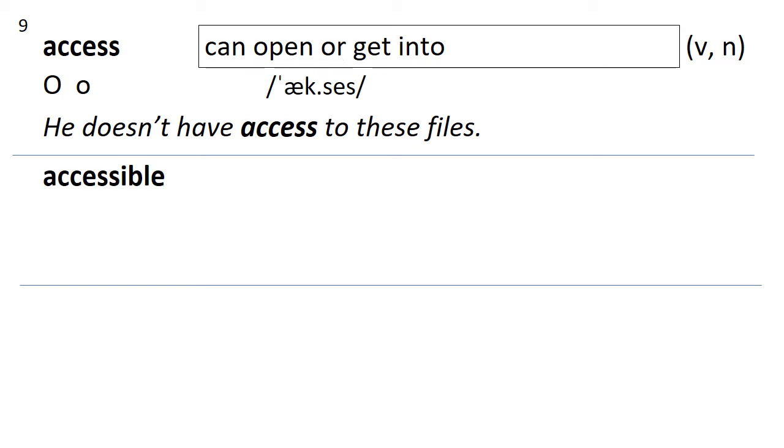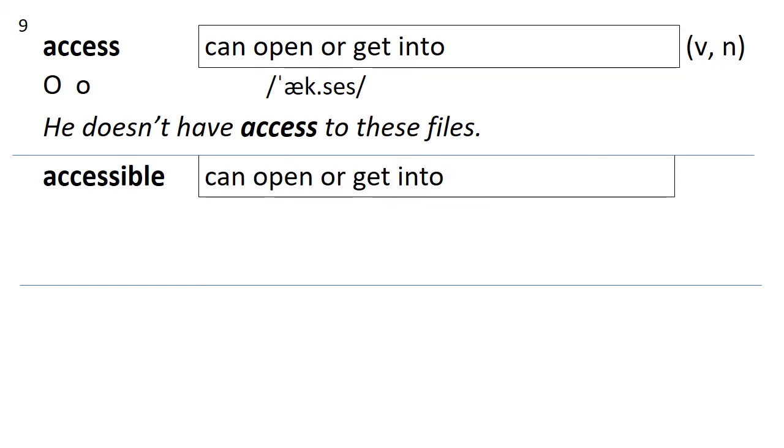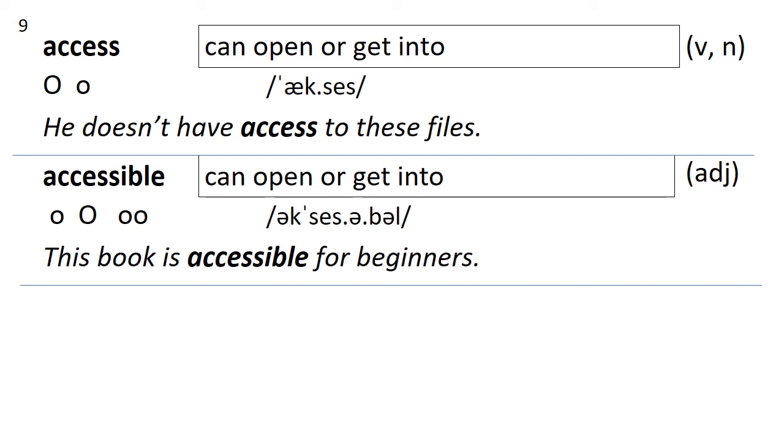Next we have accessible. Accessible means can open or get into. It's an adjective. How many syllables? 4 stresses on the second. Accessible. This book is accessible for beginners. So beginners can also understand this book.